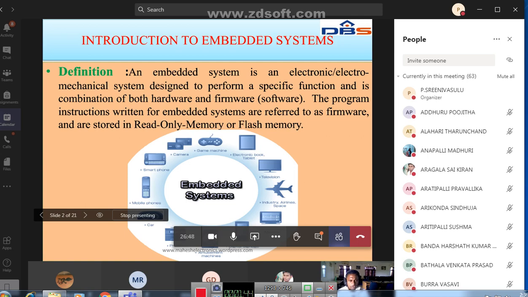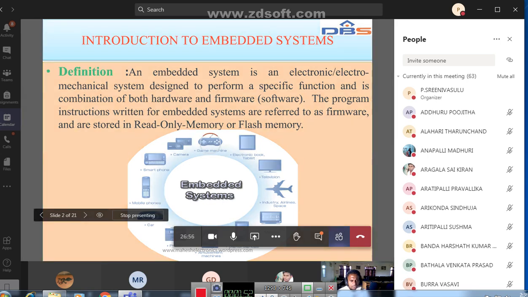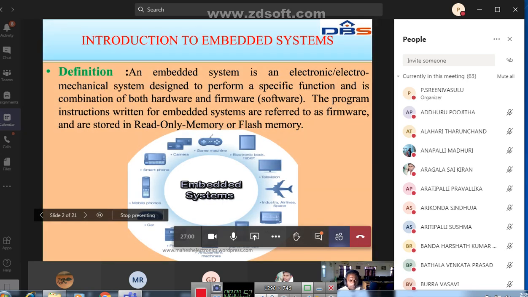But if you see what I said, the microwave oven, AC machine or washing machine, all of them are specific to a particular task. That is the meaning of performing a specific function, and it is a combination of both hardware and software. I hope you are clear about the definition of an embedded system.